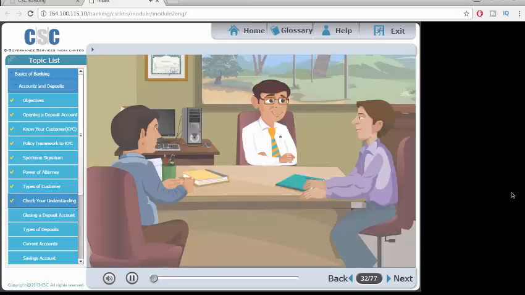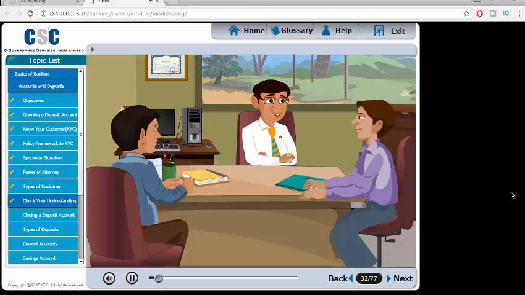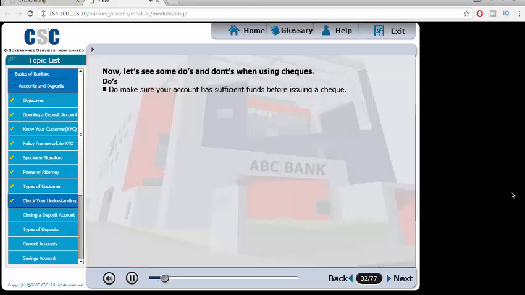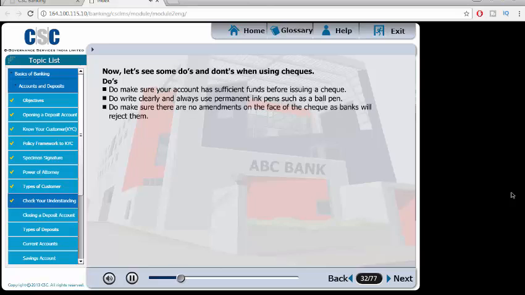Now, let's see some do's and don'ts when using checks. Do make sure your account has sufficient funds before issuing a check. Do write clearly and always use permanent ink pens such as a ball pen. Do make sure there are no amendments on the face of the check, as banks will reject them. Do always end with the word "only" after writing the amount payable on the check.